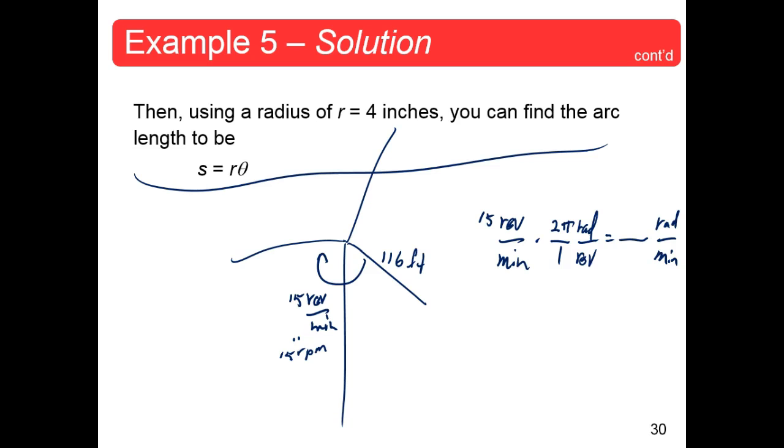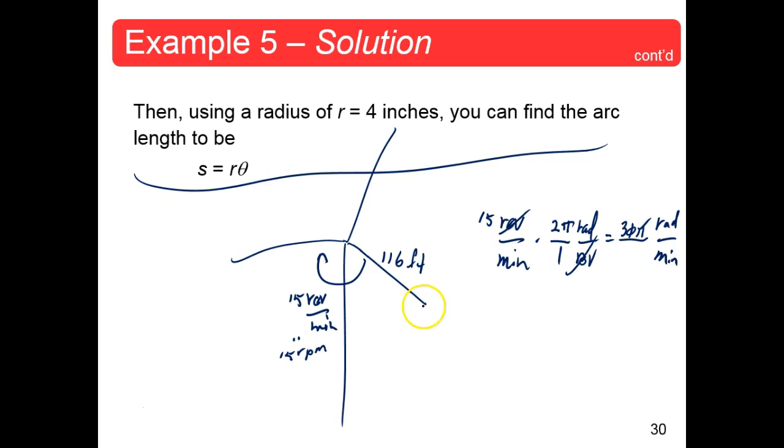So here we have 15 times 2 pi, pretty easy math: 30 pi radians per minute. Because the revolutions cancel out, you're left with radians per minute. That's the angular speed. Now, if you want to multiply that out, it's going to be something a little bit more than 180 radians per minute. They don't do that. They leave it 30 pi. Perfectly fine.